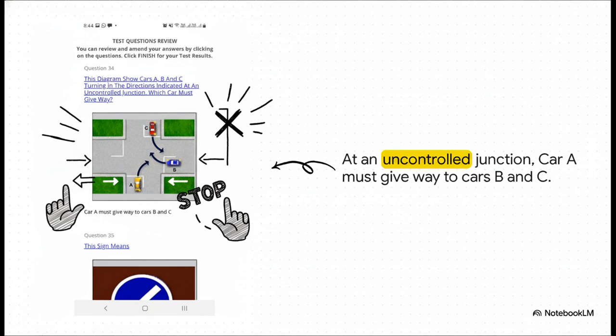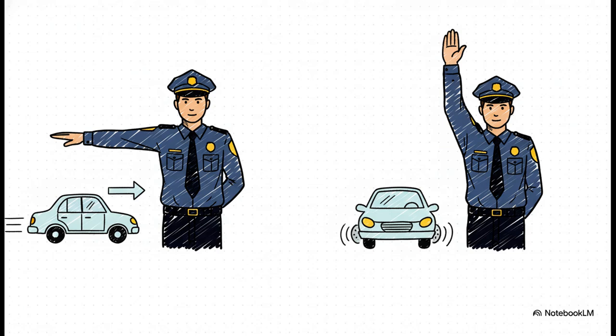That means it has to wait for both car B and car C to go straight through first. And this brings up a really crucial point about the hierarchy of the road. A police officer's hand signals, they beat everything. They override traffic lights, they override signs, everything. So let's look at 2 key signals here. If an officer's arm is out to the side, horizontally, that usually means traffic can go in that direction. But if that arm goes straight up in the air, that's a universal signal for everyone to STOP.